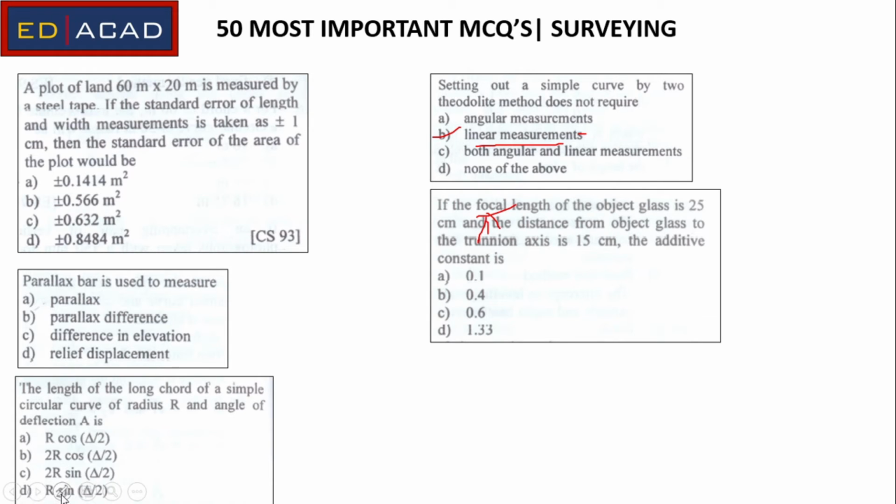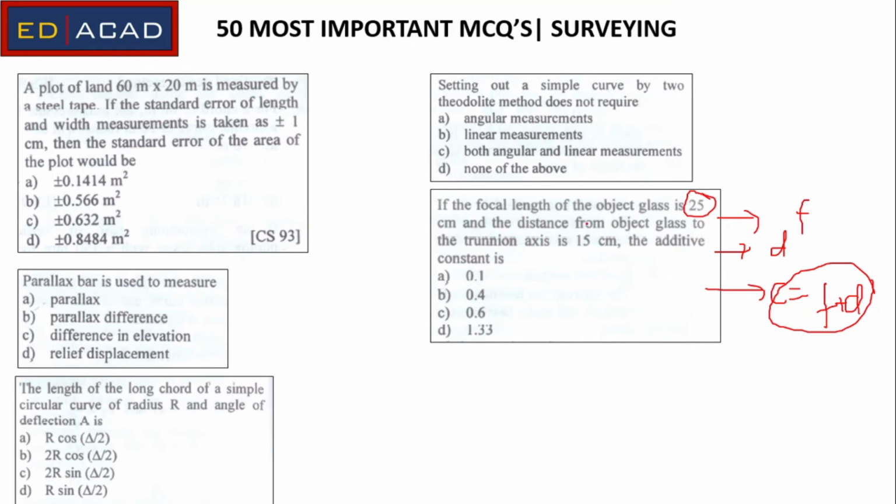Next question. If the focal length of the object glass is 25, so F it has given, and the distance from the object glass to the trunnion axis is 15 centimeter, D, the additive constant C equals. The formula for that is F plus D. You just need to sum these two values, 15 and 25 centimeter, and you will get this as 0.4 meter. So B will be the right option.